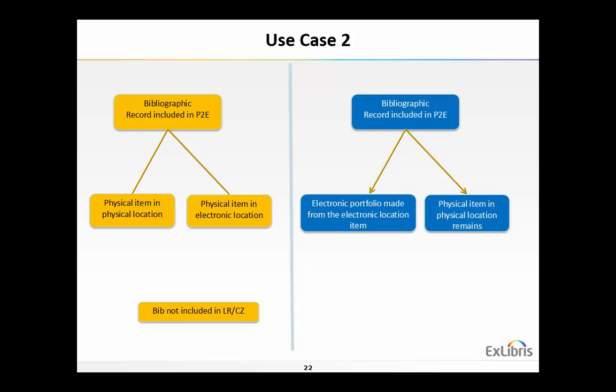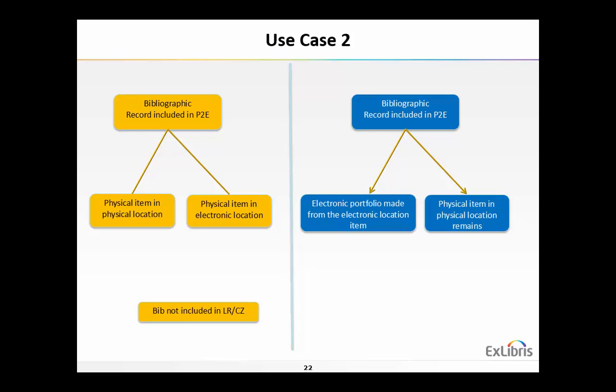In this use case, we have a single bibliographic record included in the P2E resource file provided by your institution. This record is not a link resolver record and therefore, by default, will not be connected to the community zone. As can be seen, at this stage we have two physical items connected to the record. Based on your institution's indication of which locations are electronic, the migration process knows that only one of them should be converted to electronic, while the other should remain physical in Alma.